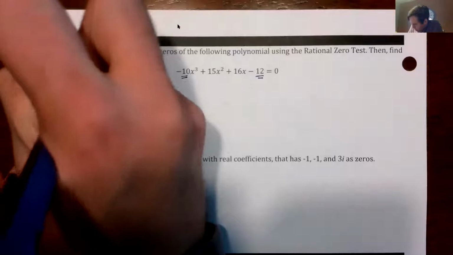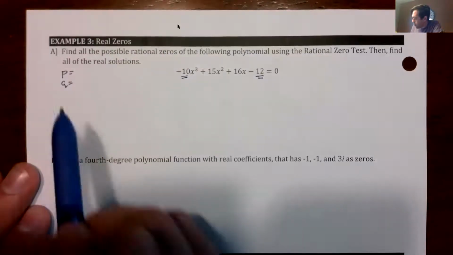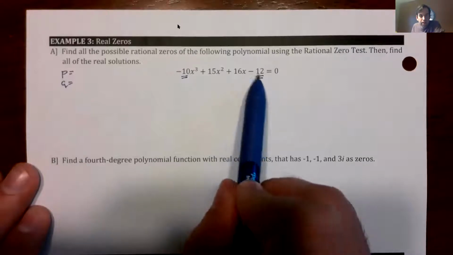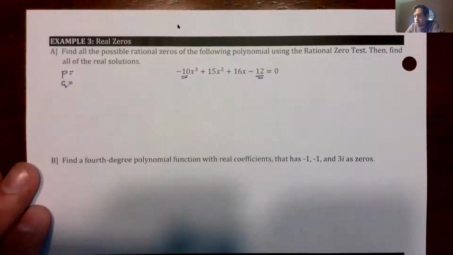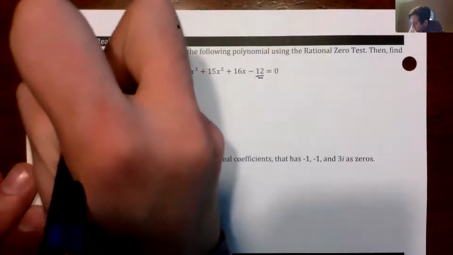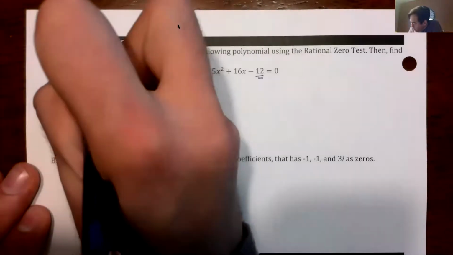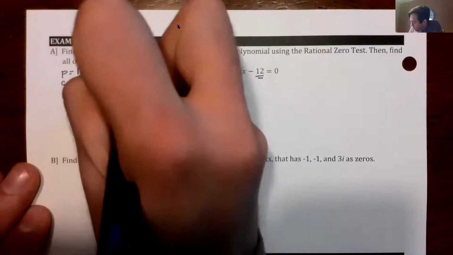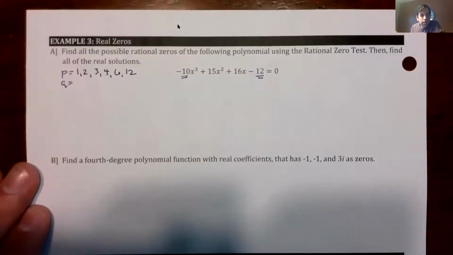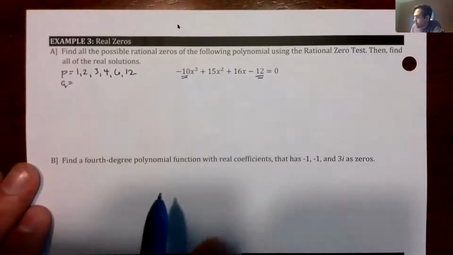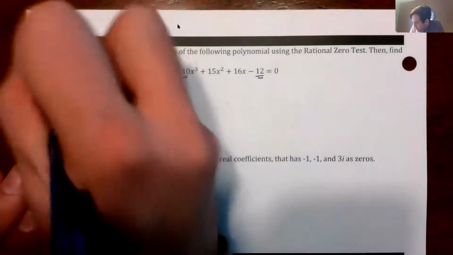So the first thing I'm going to do is list out my possible p's and q's. The p's, remember, are the factors of the constant term. We don't care about the negative. And it is 12. So let's think. We have 1 and 12. We have 2 and 6. We have 3 and 4. And that's it. So I'm going to write them in order. The q's have to be the factors of 10. Again, we don't care about the negative. So it'll be 1 and 10 and 2 and 5.